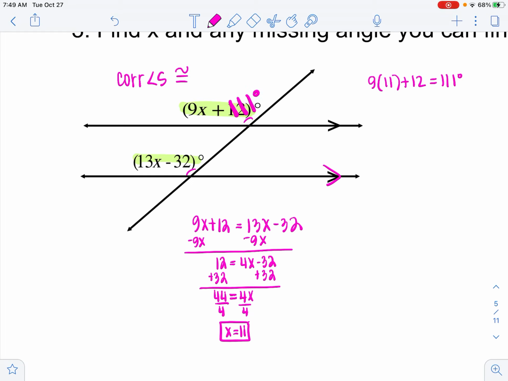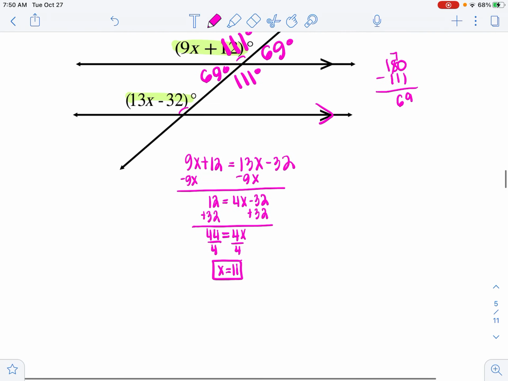So I know this angle is 111 degrees. This angle is 111 degrees. I'm going to do 180 minus 111. That's 9. I got to borrow from there. That's 6, so 69 degrees. 69 degrees, 69 degrees. You can use a calculator, but I'm just using mental math, obviously, or I guess side math.